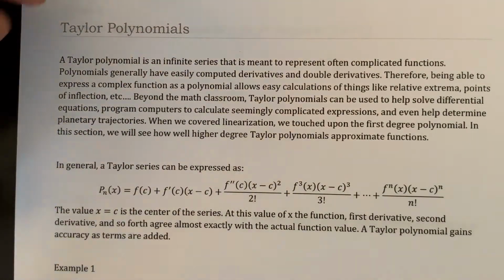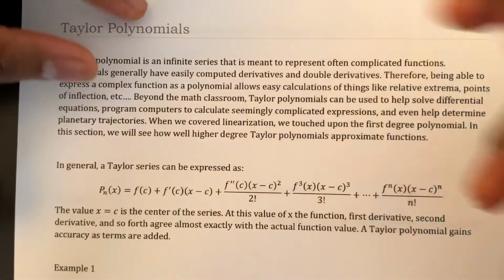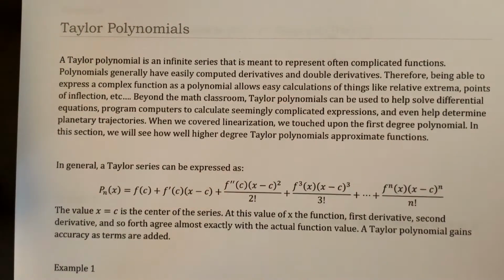A Taylor polynomial is an infinite series that is meant to represent an often complicated function. Now we're going to use elementary functions that we have already explored, e to the x, sine, cosine, to illustrate this example. But they can be used to calculate complicated derivatives or complicated integrals because polynomials are easy to integrate or derive.